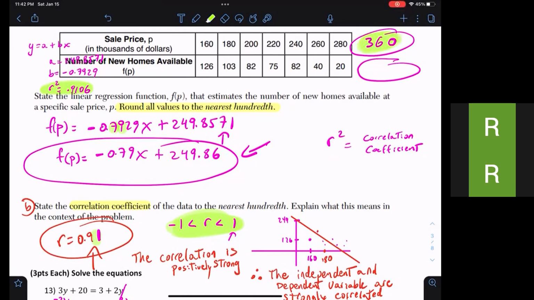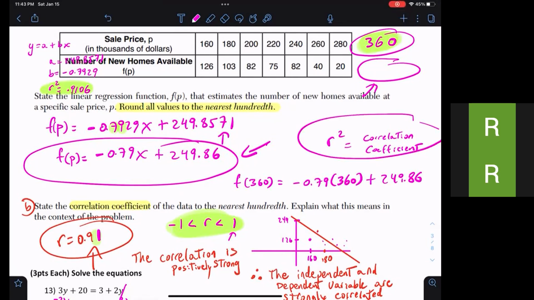If I use the regression equation and put 360 here, I would say -0.79 times 360, where X is 360, plus 249.86. That tells me information that I don't have in this data. It's a prediction, not exact, but it gives me a good approximation. How do I know that? Because the correlation coefficient is 0.91, so it's very strong. Basically, I can predict the future.